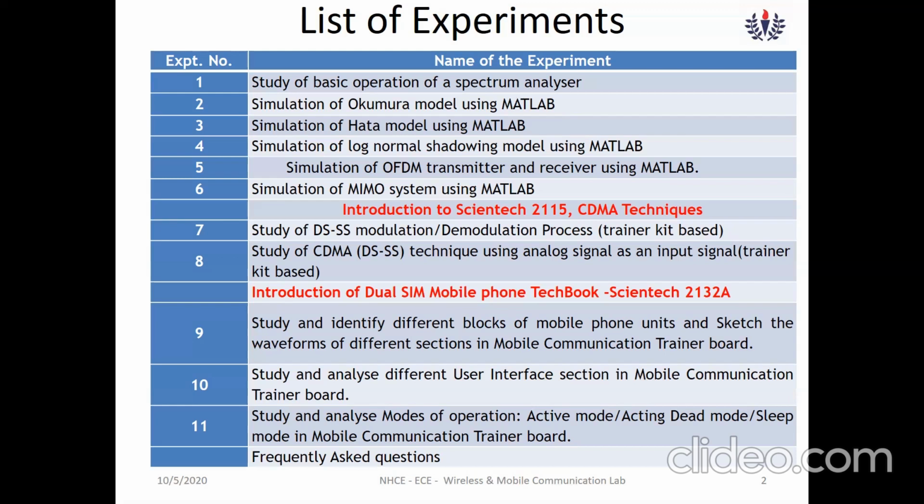The fifth experiment is OFDM transmitter and receiver simulation using MATLAB code. OFDM is the orthogonal frequency division multiplexing technique, which is used widely in communication systems for data transmission and reception. The sixth experiment is about simulation of a multiple input, multiple output system using MATLAB coding.